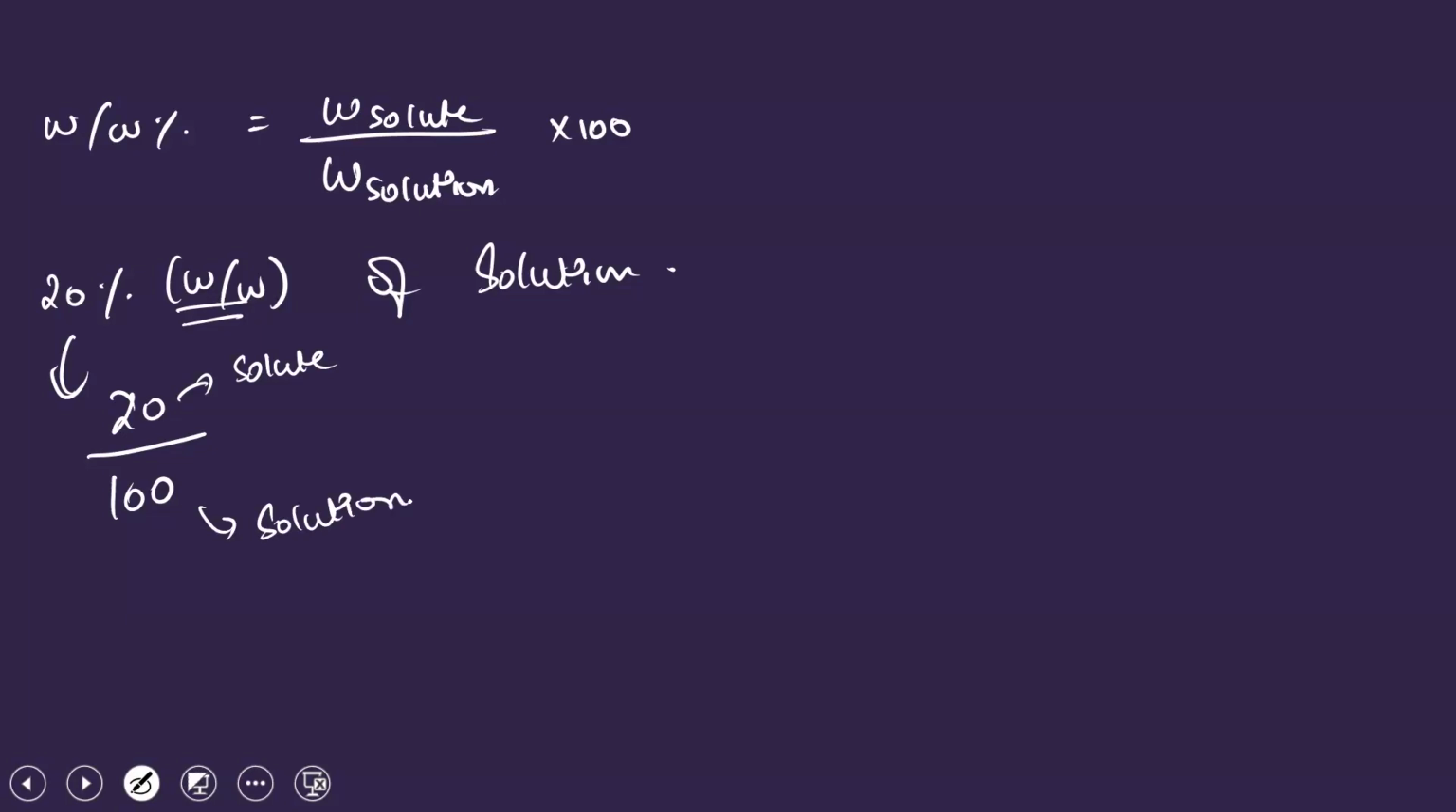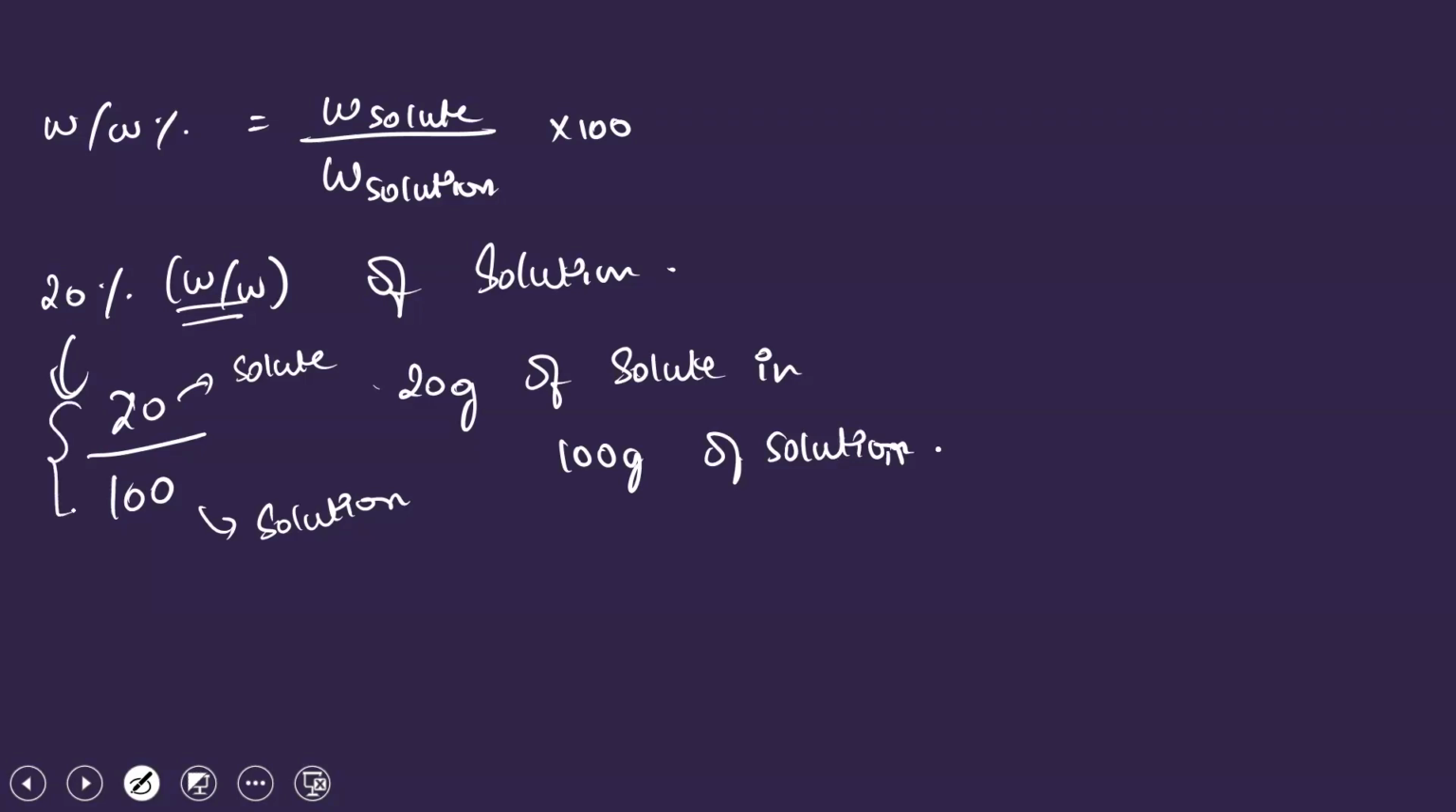The weight of solute. The denominator denotes the solution. How do I say this? It's from the formula. So how do you say it now? 20 grams of solute in 100 grams of solution. Is that clear? So 20% we write in fraction like this, and then what do you say? 20 grams of solute in 100 grams of solution. Clear?